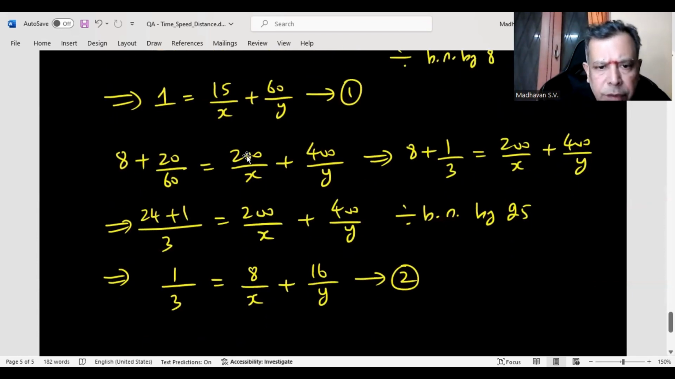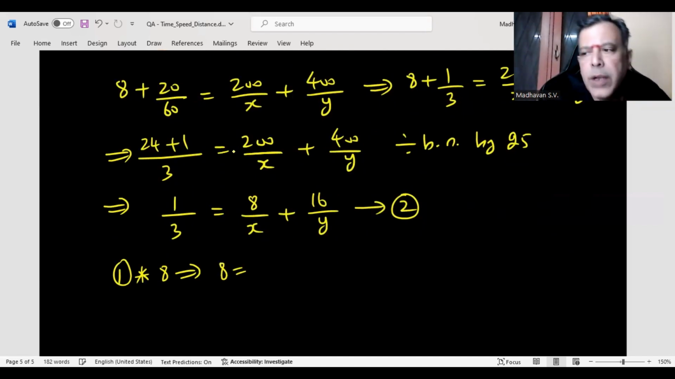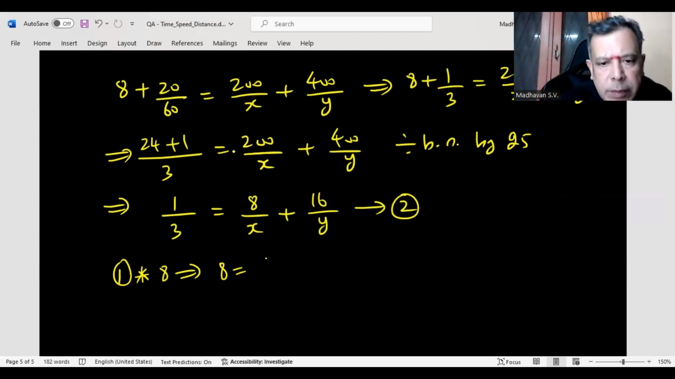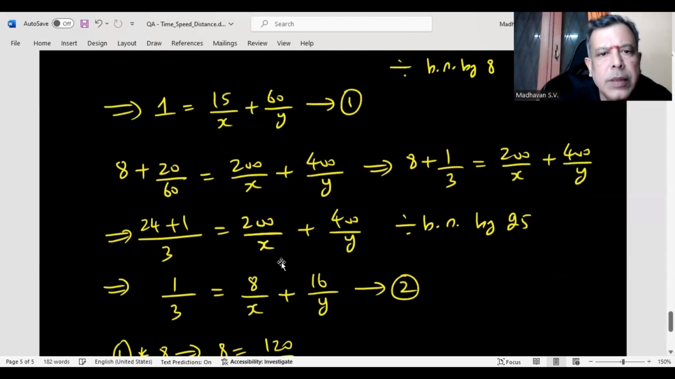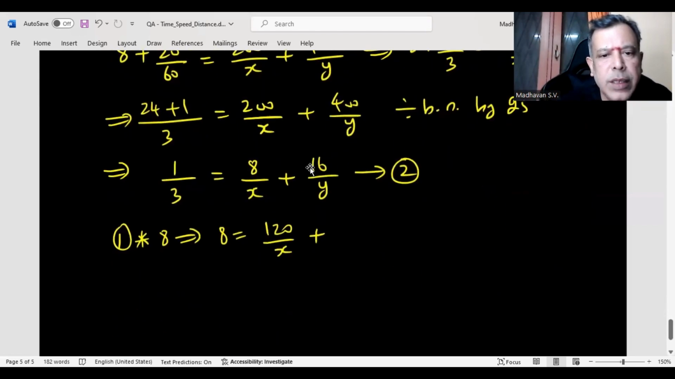Is there any possibility of further simplifying it? I think we need to multiply this by 8, this by 15. There is no other option. So first equation, let us multiply it by 8. We get 8 equal to 15 into 8, which is 120 by x, plus 60 into 8, which is 480 by y. Consider that as equation 3.